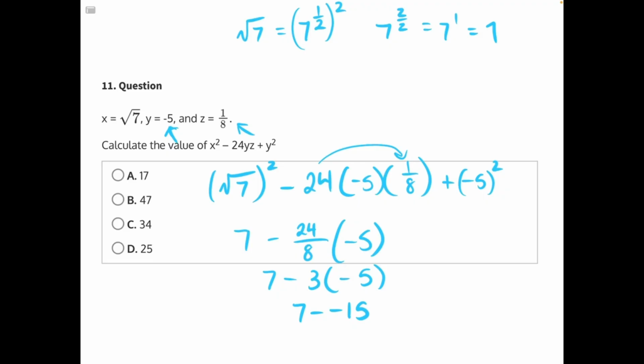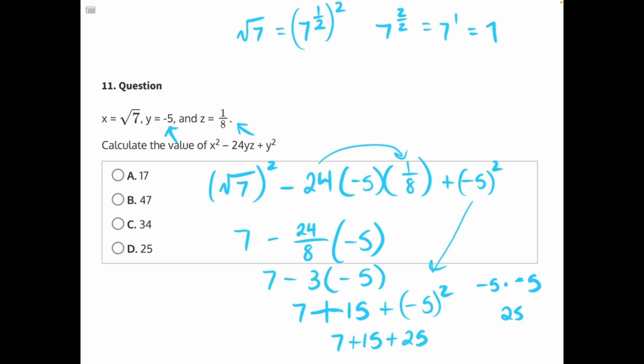Subtracting the negative is the same as adding a positive, so this is actually 7 plus 15, plus, let's bring down our third piece, -5 squared. Squaring a number is multiplying that number to itself, so we've got -5 times -5. 5 times 5 gives you 25. Two negatives multiplied together will give you a positive, so in the end we'll have 7 plus 15 plus 25.